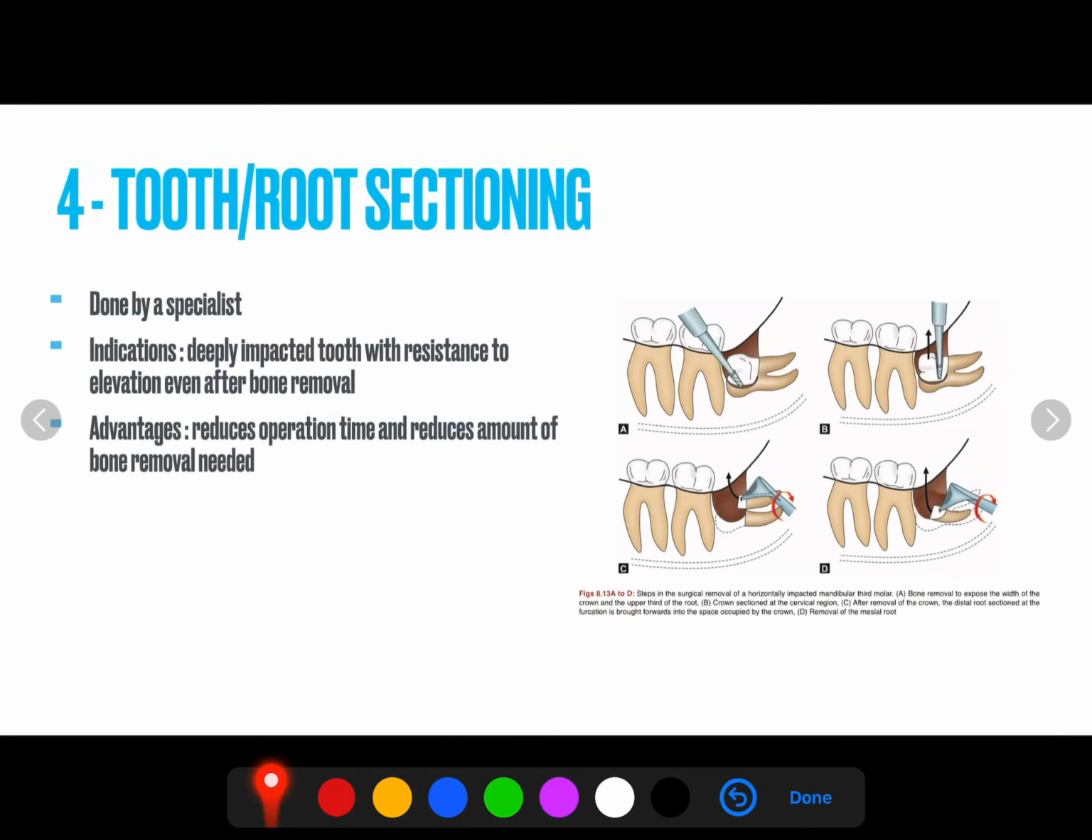The next step is tooth sectioning or root sectioning. This is an optional step based on the case. It is done by a specialist with good experience, and it is indicated in a deeply impacted tooth with resistance to elevation even after bone removal. The advantage of this step is reduction of operation time and of the bone removal needed.